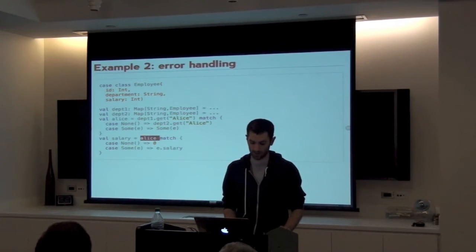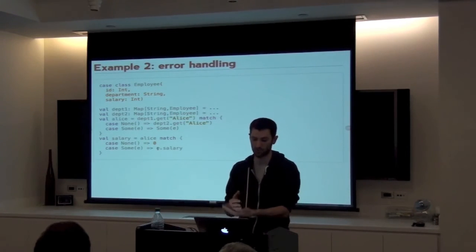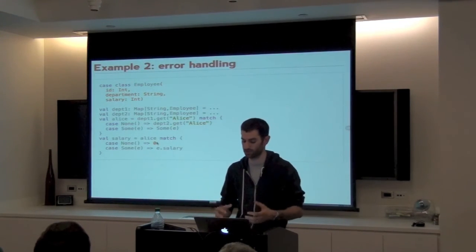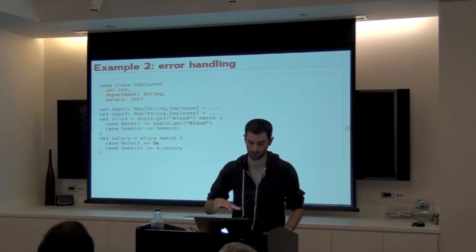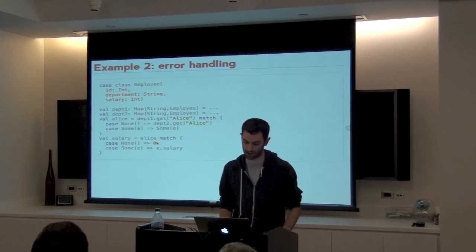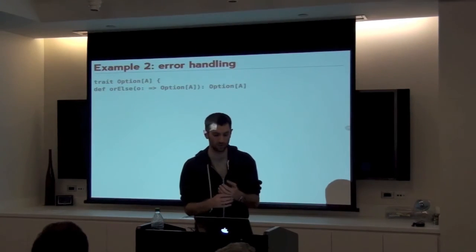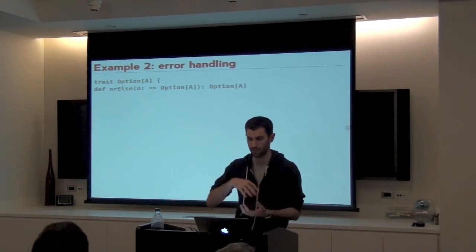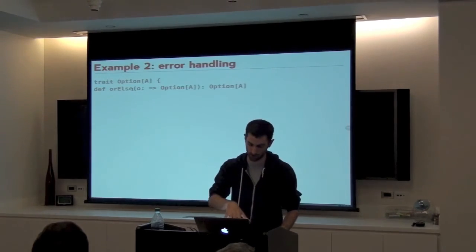Same deal here. I have an optional employee, and if I do have an employee, I want to pull out the salary, and if I don't have an employee, I want to just return zero. So looking at this code, you can take the pattern that you see in it and factor it into more general functions that you can reuse in other contexts. That operation of having a computation that returns Option, and then you want to fall back to another computation that also returns Option: there's a function on Option called orElse.